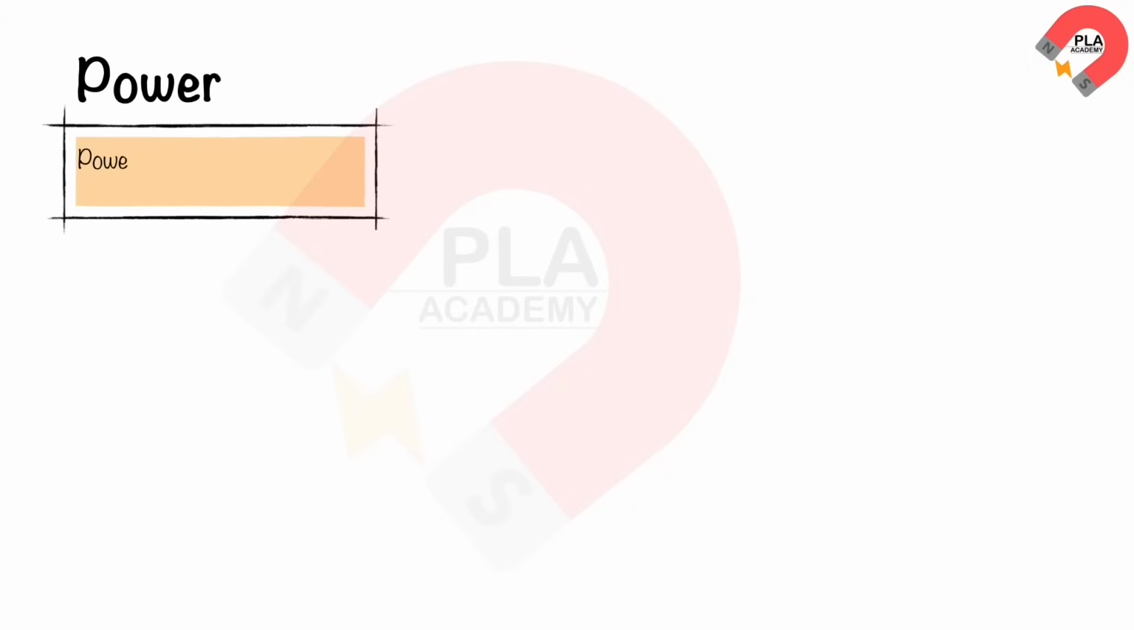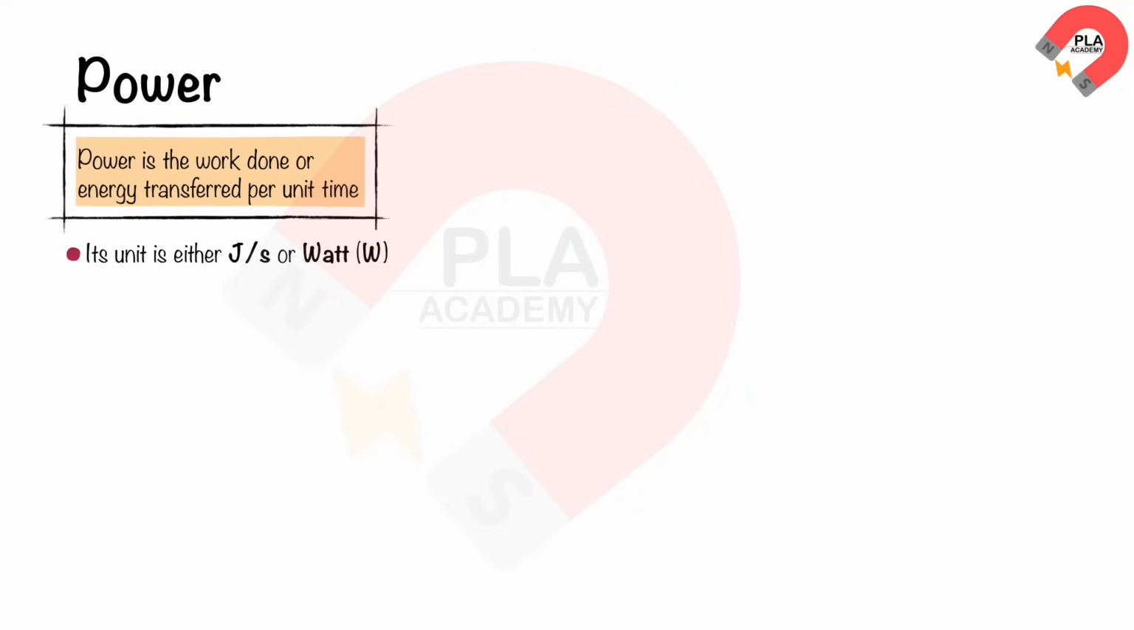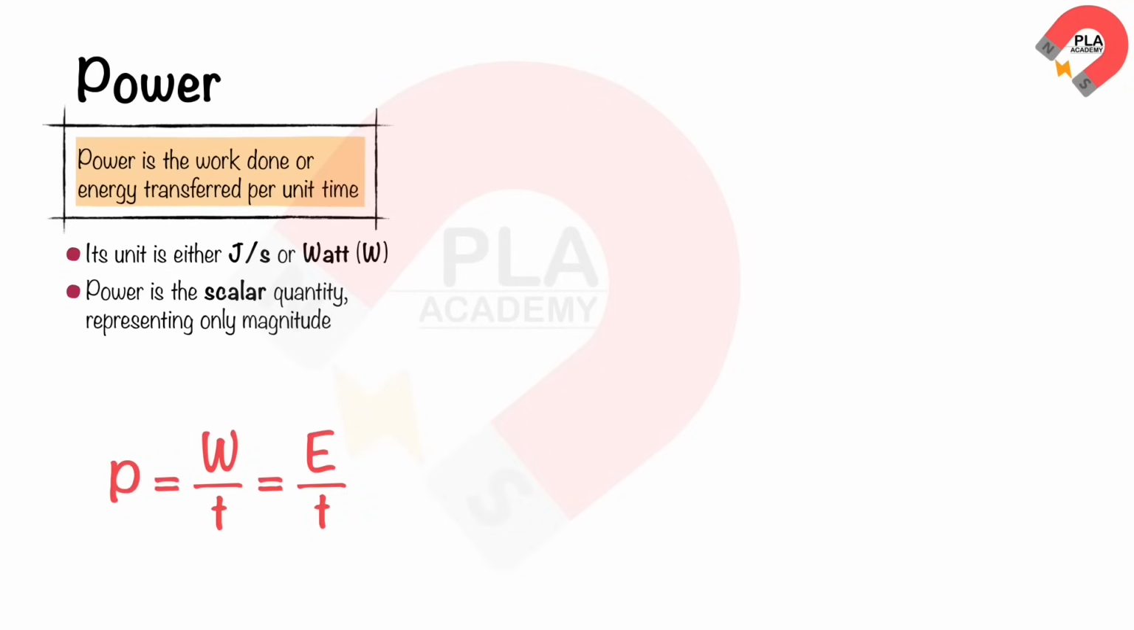Power. Power is defined as the work done, or energy transferred per unit time. Its unit is measured in joules per second, or watt, W. Power is a scalar quantity, representing only magnitude. The equation of power can be expressed as P equals W divided by t, or E divided by t, where P is the power in watts, W is the work done in joules, t is the time in seconds, and E is the energy in joules.